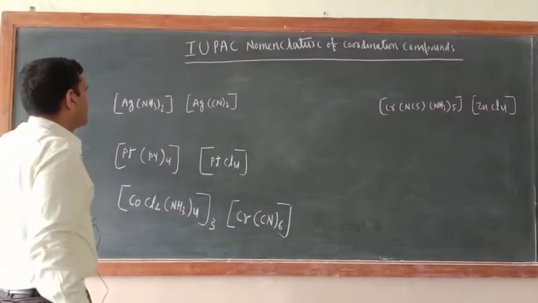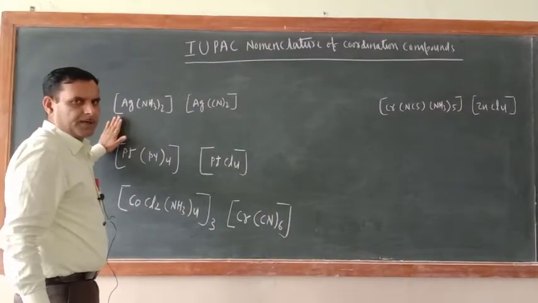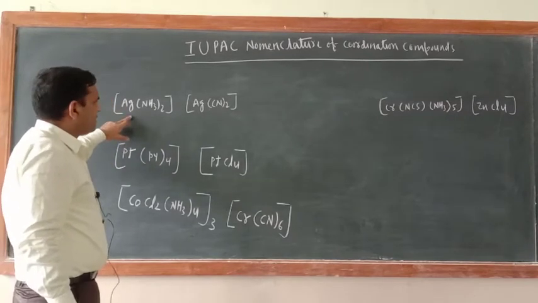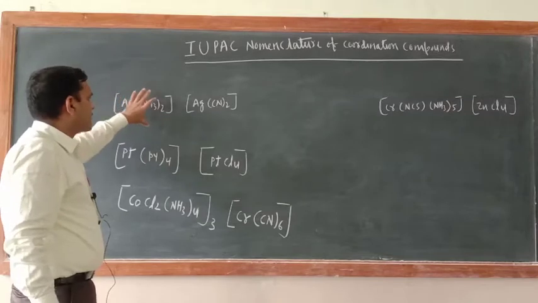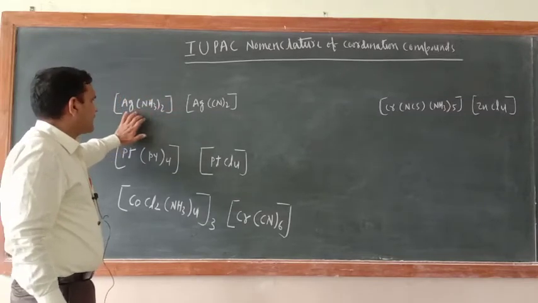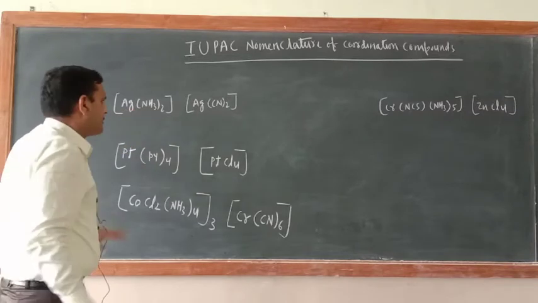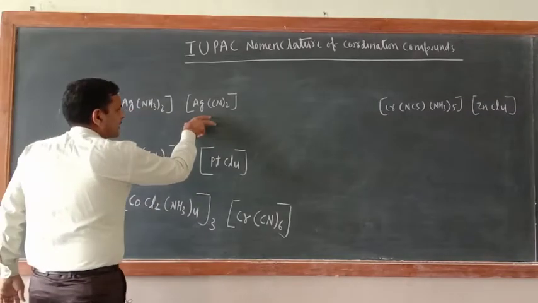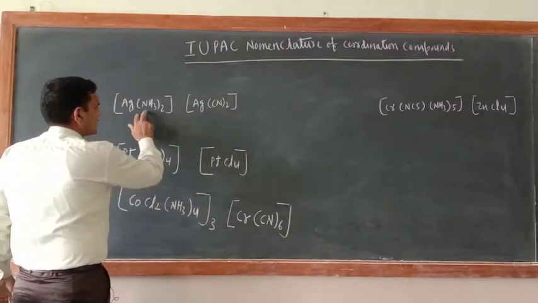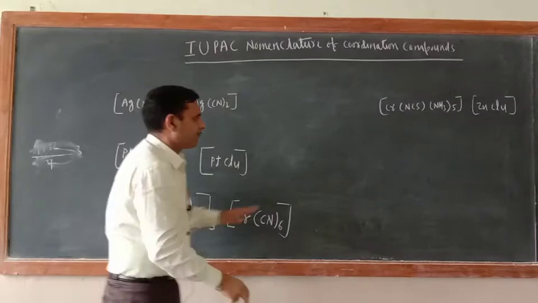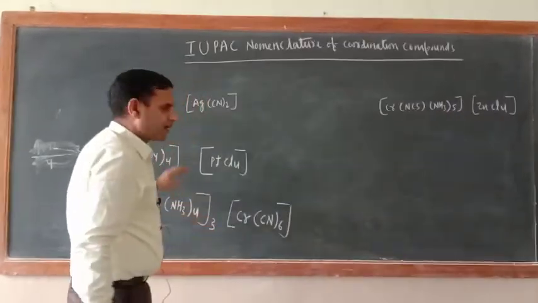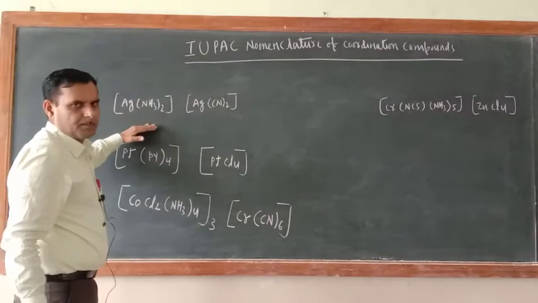So in the last video, most of the part I have completed. There are some typical examples. Such types of coordination compounds are also given in the NCERT book, especially the first example they have given. Don't think that they are separate coordination compounds. They are the same coordination compound, this one, and this one, and this one. Now try to understand how to name such type of compound.